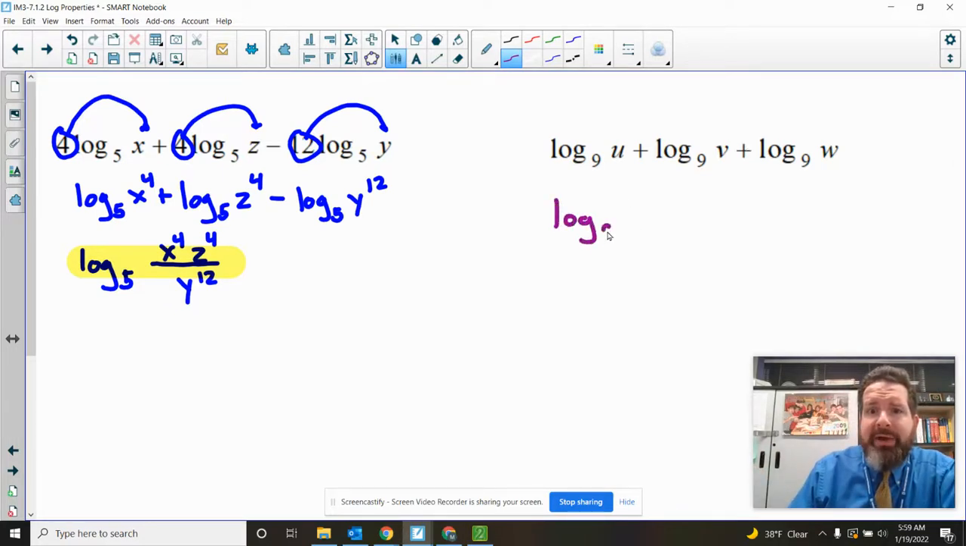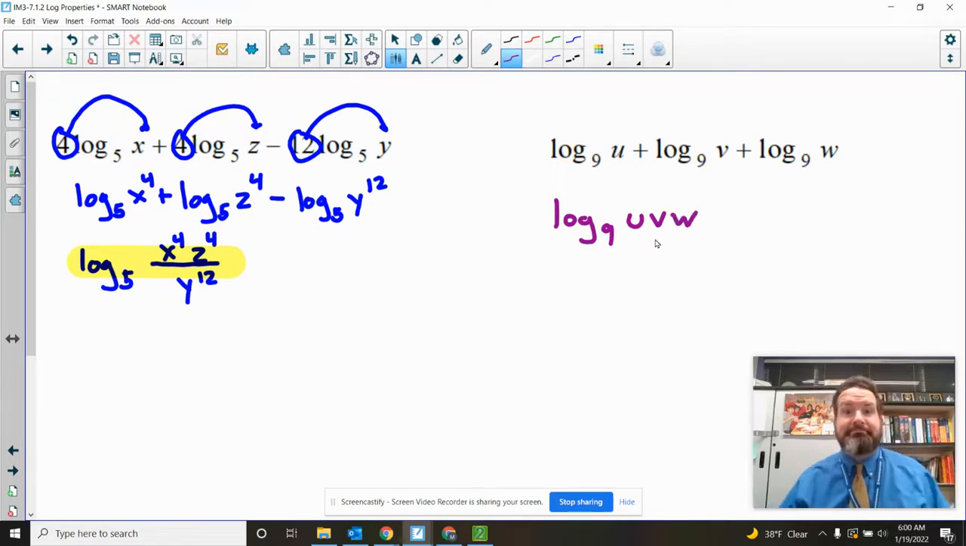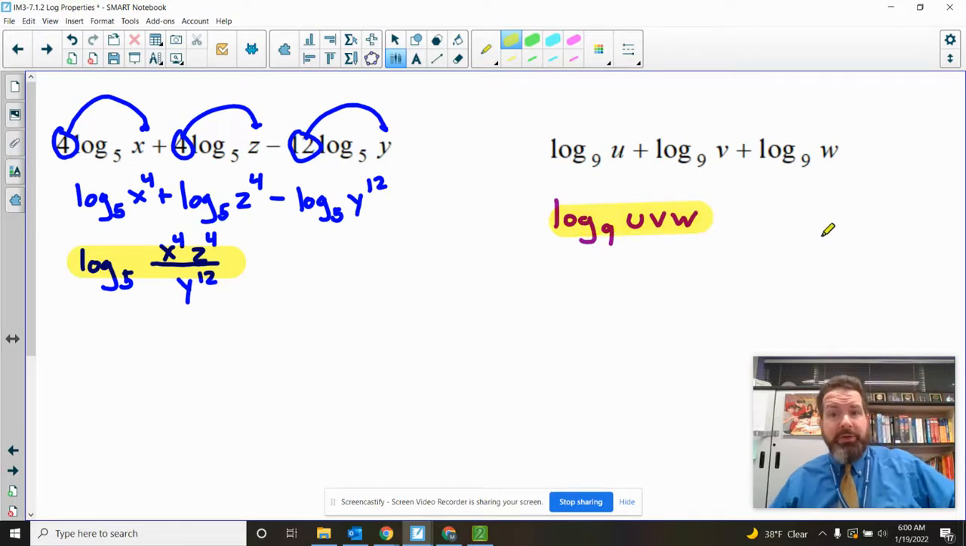Now remember I said to set up a fraction? Notice how there's no minuses, there's no negative anywhere. That means there would be nothing on the bottom of the fraction. So in that case, you actually don't need to set up a fraction bar. This is all just going to be multiplied together inside the log. So the u plus means multiply times the v plus means multiply times the w. That's all there is to it. If it makes you feel better, you can put parentheses around it. Either way is okay. And you're good to go.